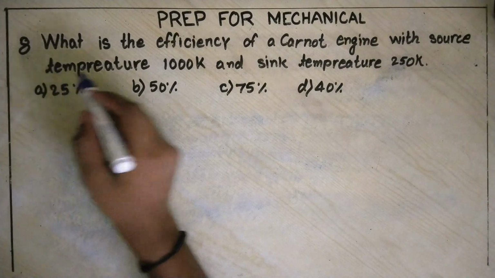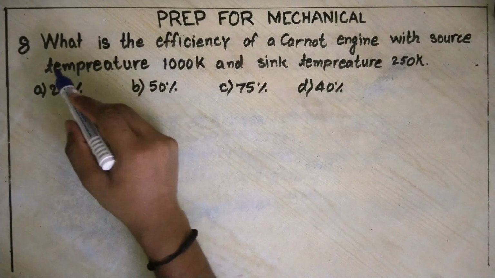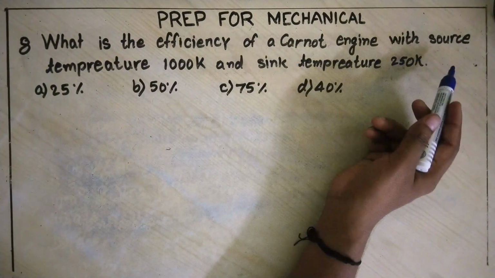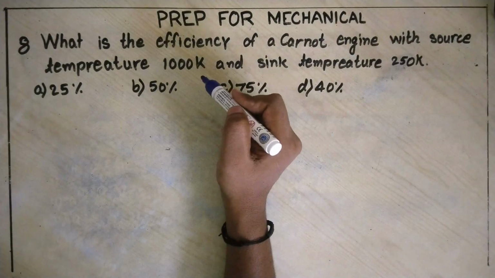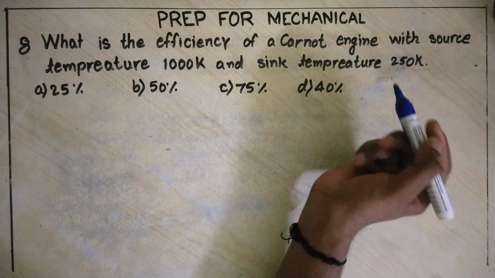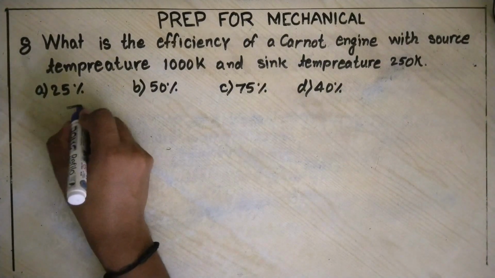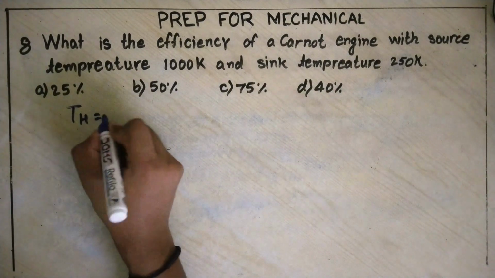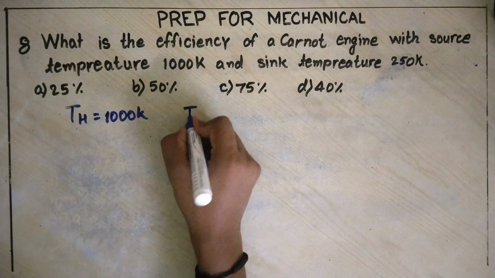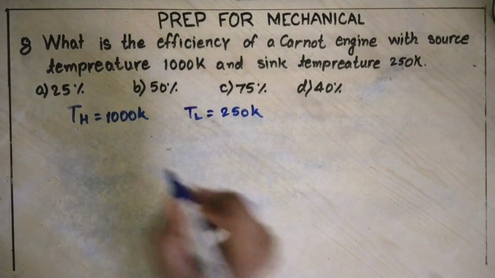Our eighth question is related to efficiency of Carnot engine. The question is: what is the efficiency of Carnot engine with source temperature 1000 Kelvin and sink temperature 250 Kelvin? Let us note down all the data given in this question. T higher temperature is given as 1000 Kelvin. T lower temperature is given as 250 Kelvin.